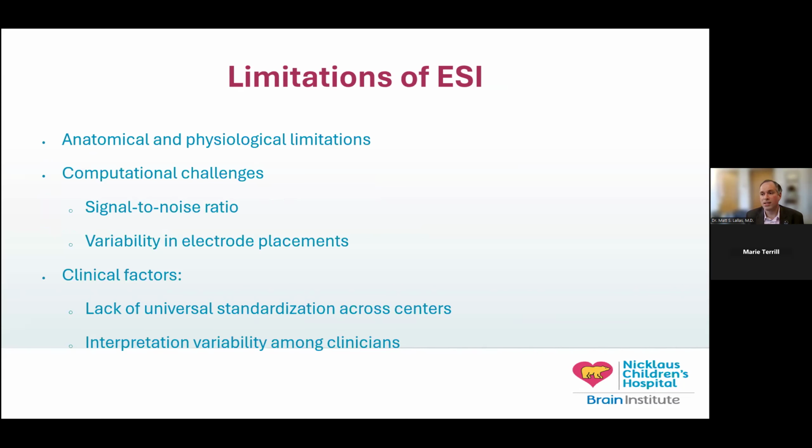What are the limitations? Well, the signal to noise ratio is a problem. Accounting for anatomical and physiological limitations, variability in electrode placements is going to be different from center to center, lack of universal standardization across centers, and a misunderstanding of the interpretation of those dipoles or of those distributed models can be a problem.